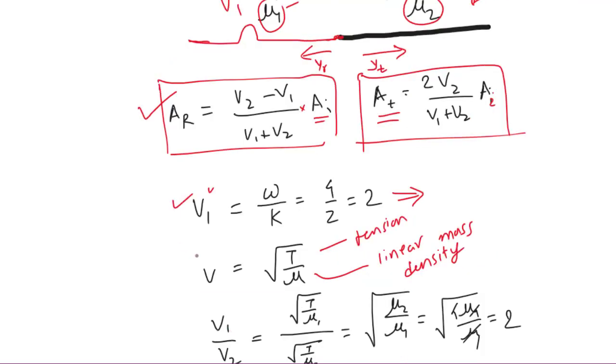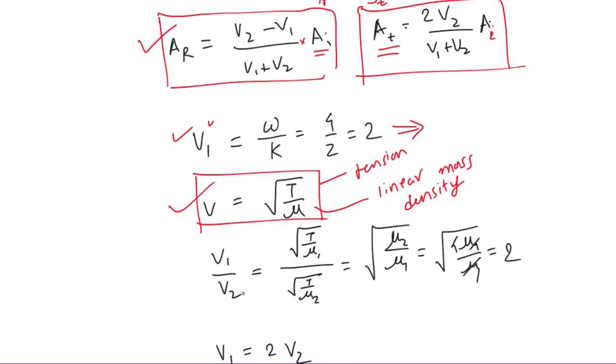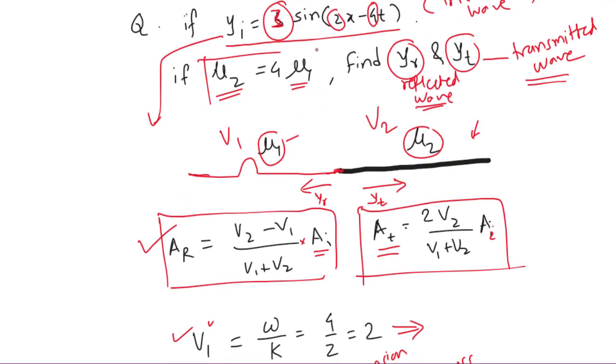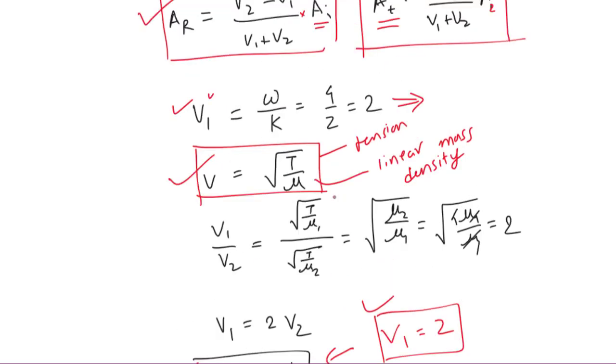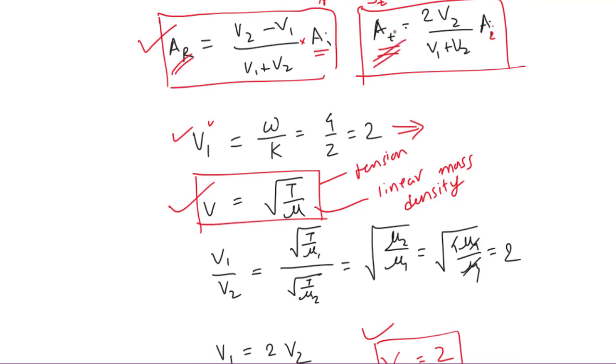Now another equation that you must know is V is equal to under root of T divided by mu, where T is the tension in the string and mu is the linear mass density of the string. So once we know this equation, we can write V1 divided by V2 is equal to under root of (T divided by mu1) divided by under root of (T divided by mu2). Which comes out to be under root of mu2 upon mu1, and they have given this ratio mu2 upon mu1. So that way we will get V1 is equal to 2 V2, and then V2 will be 1 because V1's value is 2. So we now know V2 and V1 as well. So we can calculate the amplitude of the reflected wave as well as the amplitude of the transmitted wave.